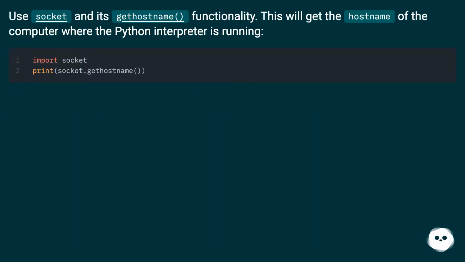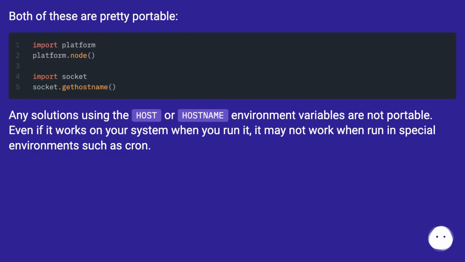Use socket and its gethostname functionality. This will get the hostname of the computer where the Python interpreter is running. Both of these are pretty portable.